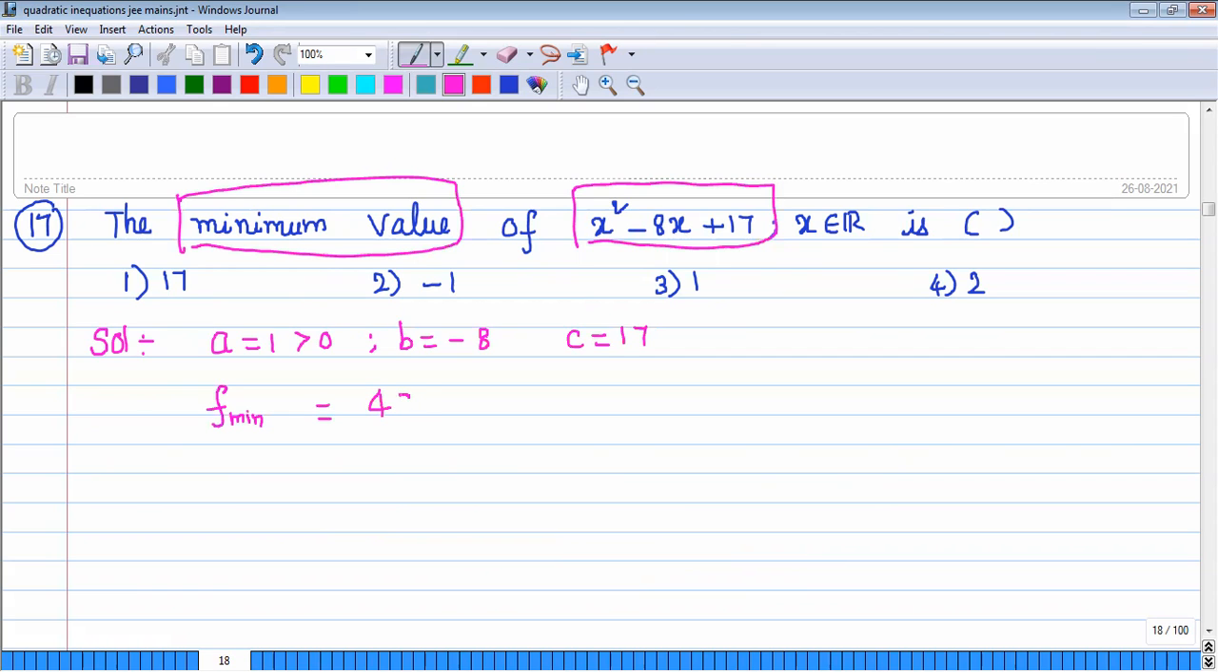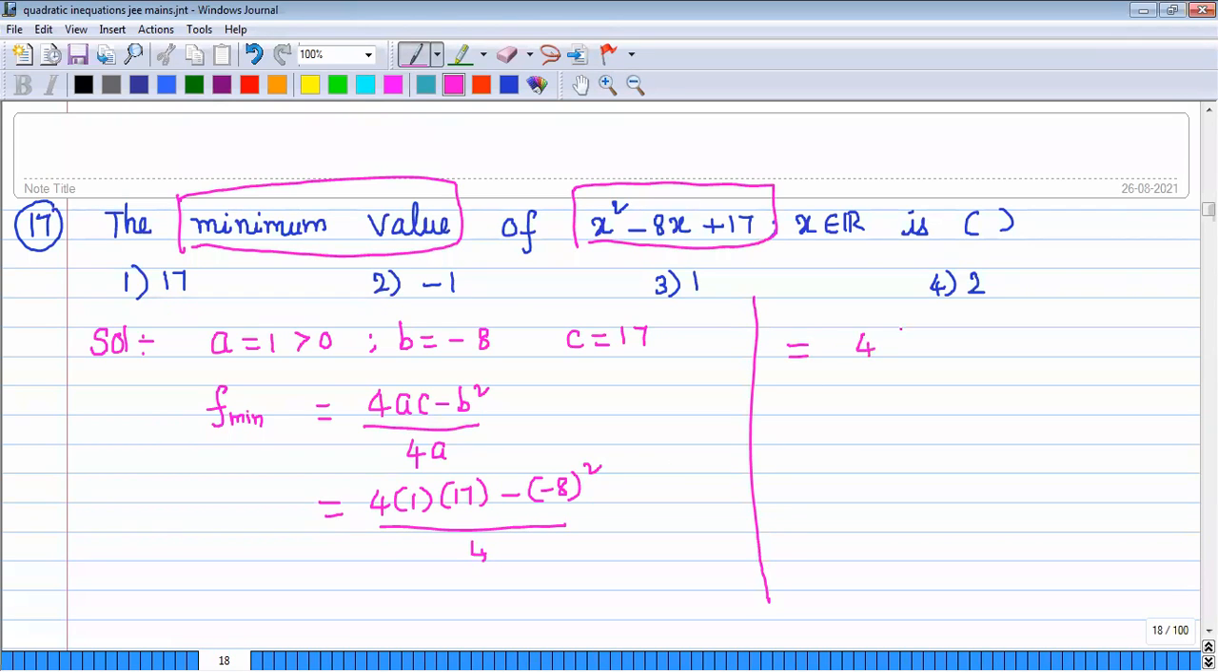Formula: 4ac minus b square by 4a. So let us substitute and simplify. 4 times 1 times 17 minus minus 8 square upon 4 into 1. So we have 4 times 17 minus 64 upon 4. Take 4 common out. 17 minus 16. 4 will cancel out. So obviously the answer is 1. Third option.